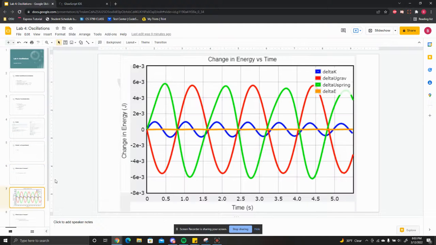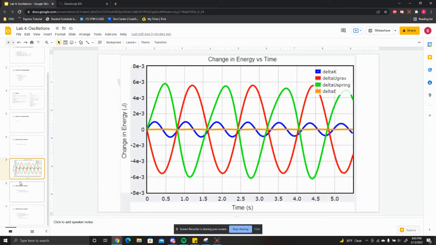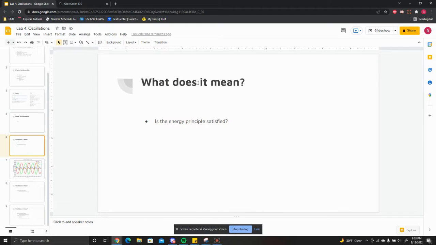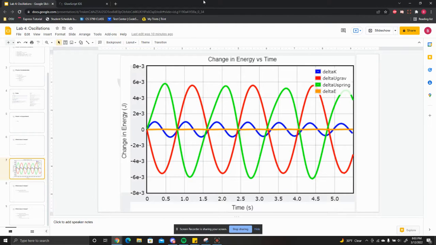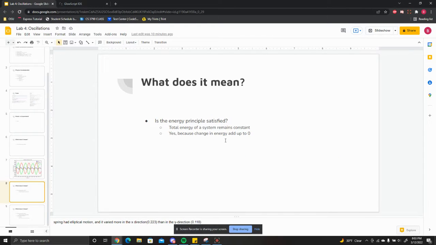So what does it mean? Is the energy principle satisfied? I think that's one question we want to ask, and the answer is yes. If you take a look at this change in energy versus time graph, we know that delta E has to equal zero, because unless heat is released, energy within a system is always going to be constant. As you can see, if you take the integral of zero over whatever interval, it's going to equal zero. The total energy of a system remains constant, and the change in energy always adds up to zero, which makes the energy principle satisfied.